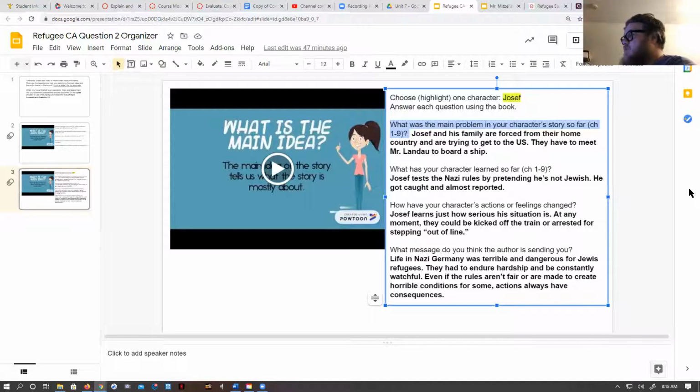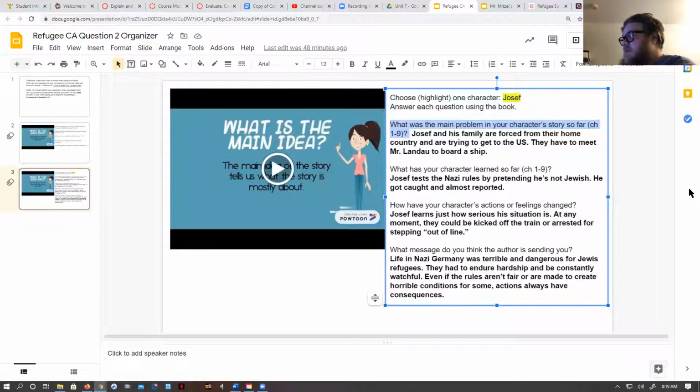Joseph is testing the Nazi rules by pretending he's not Jewish. He also got caught and he was almost reported. So now how have his actions or feelings changed? Well, so far his actions, especially in this 3rd chapter, when he's on the ship, don't completely change, but they're starting to. Joseph learns really how serious the situation is. At any moment, they could get kicked off the train or arrested for stepping out of line. Basically, if they don't follow the Nazi mandates, they're gonna get in trouble. That's what he's learning. And how is he changing? Well, he's maybe pulling back a little bit.